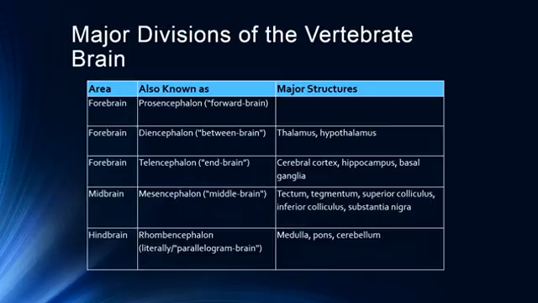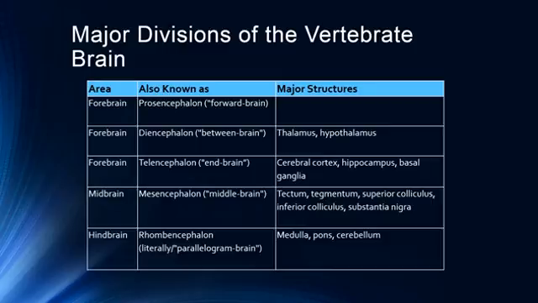The midbrain is the mesencephalon, which means middle brain. This includes the tectum, the tegmentum, the superior colliculus, the inferior colliculus, and the substantia nigra, and then finally the hindbrain, which is sometimes called the rhombencephalon, includes the medulla, the pons, and the cerebellum.